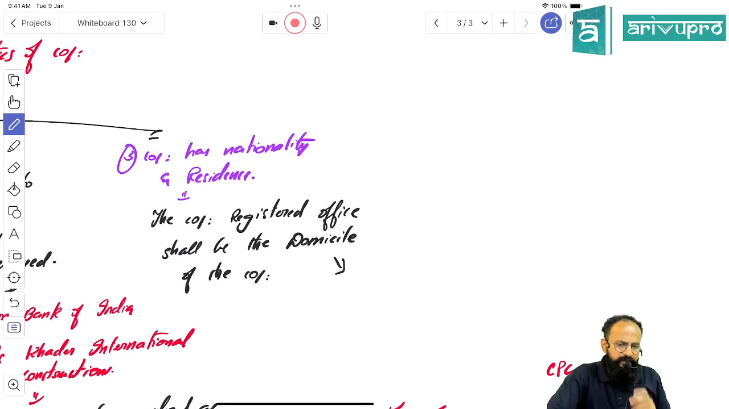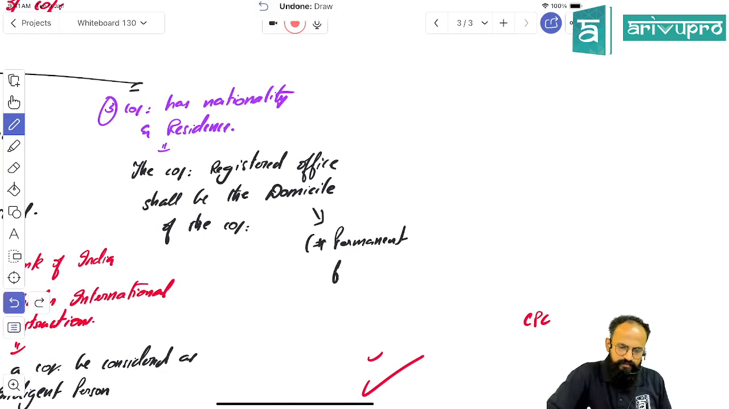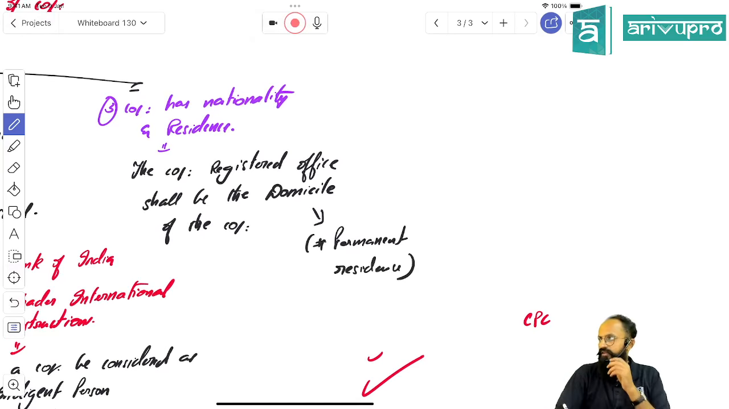Domicile is nothing but permanent residence, where you have a permanent residence. Whenever you are filling forms, you will be seeing something called domicile. It's called permanent residence. Understanding it?